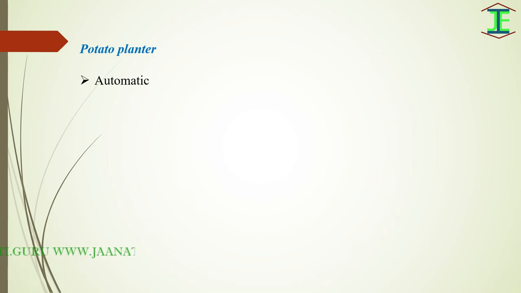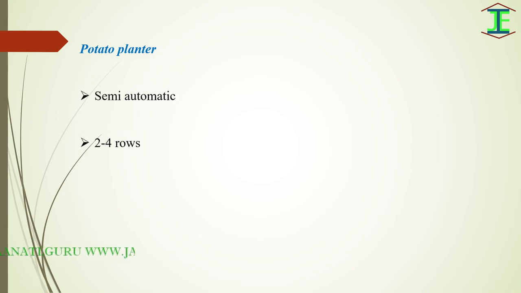Potato planters are of two types: automatic, semi-automatic. This automatic type potato planter can sow 2 to 4 rows, and the capacity of this planter is 6,000 to 14,000 potatoes per hour. Semi-automatic potato planter, it also sows 2 to 4 rows at a time, and the capacity of this semi-automatic potato planter is 0.15 to 0.25 hectare per hour.